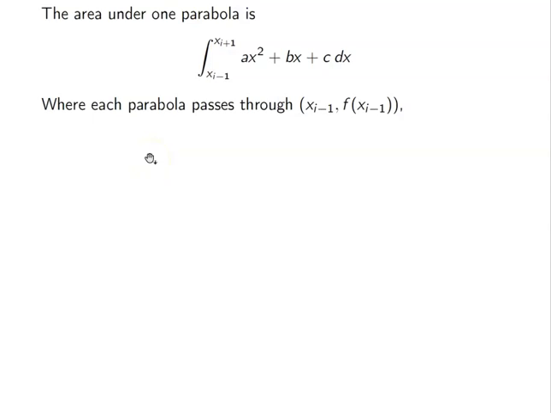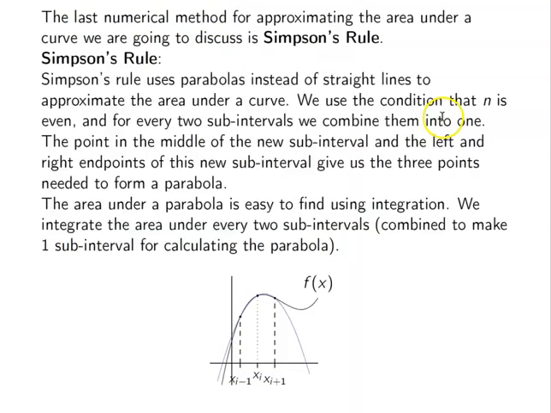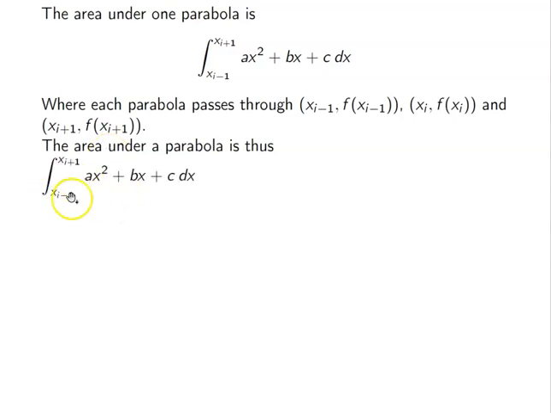However, in general, I know that every parabola passes through x sub i minus 1, that's the leftmost, and its output. The shared wall, I would say, for the two rectangles, the one in the middle, x sub i, and the rightmost of those two rectangles, the x sub i plus 1, and its evaluation of my function. Okay, the area under a parabola given by the integral from the first point to the last point of a general parabola looks like this, right?